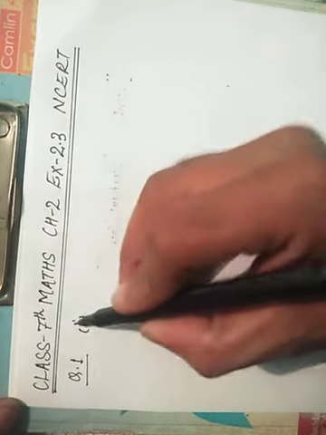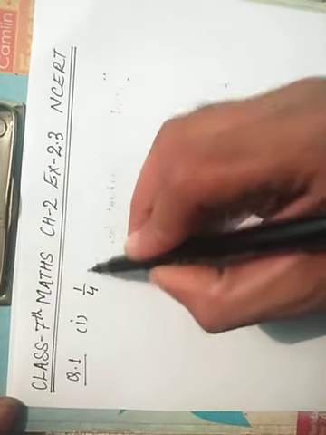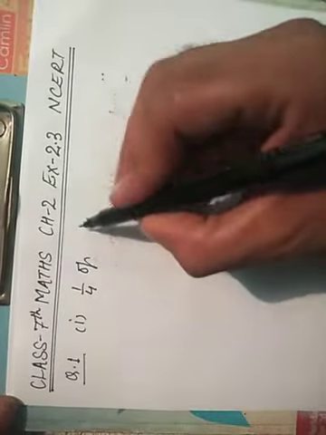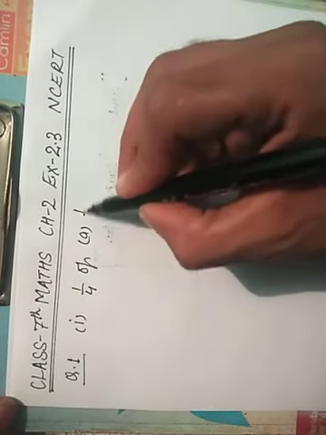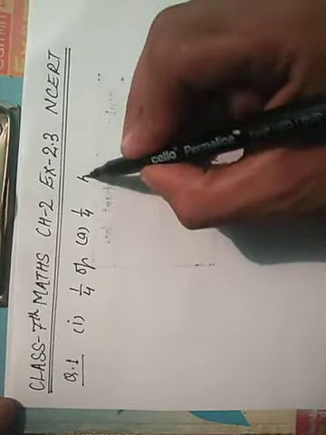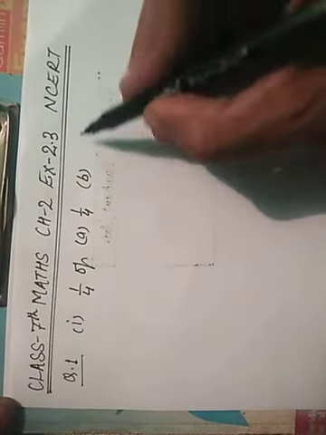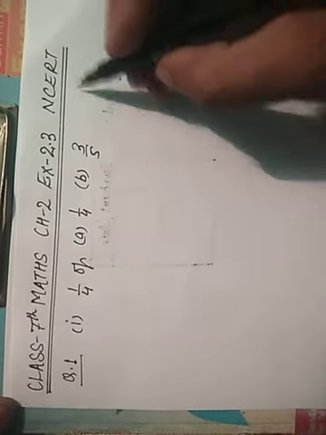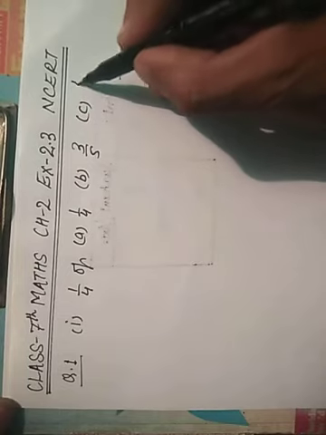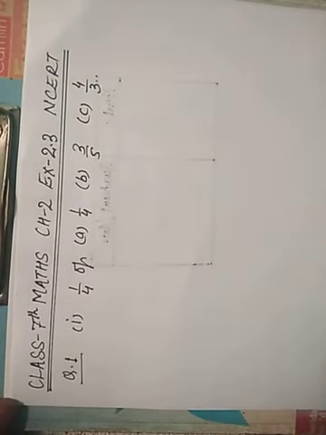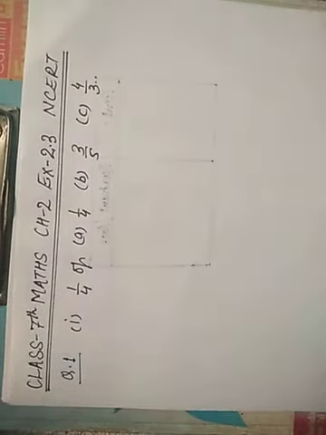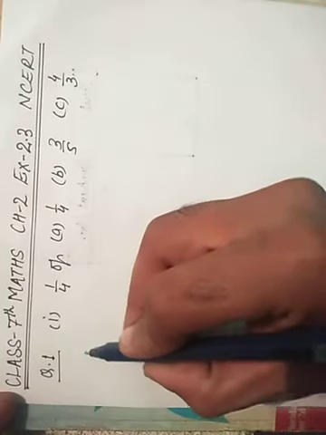Question number 1, first part: 1/4 of A part 1/4, B part 3/5, and C part is 4/3. Okay, so let us solve the first part, A part.